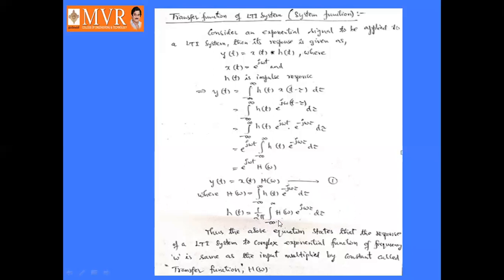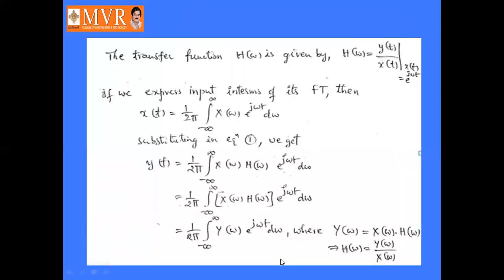Thus, the above equation states that the response of an LTI system to a complex exponential function of frequency omega is the same as the input multiplied by a constant called the transfer function. Here the transfer function is h of omega. H of omega equals y of t by x of t. So the transfer function h of omega is given by h of omega equal to y of t by x of t at x of t equal to e power j omega t, right?